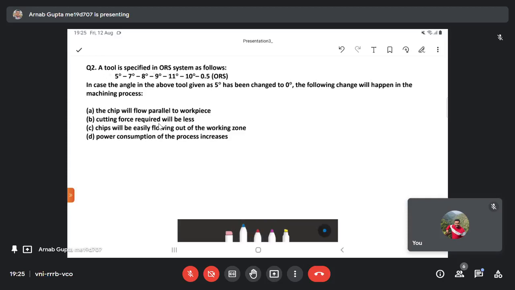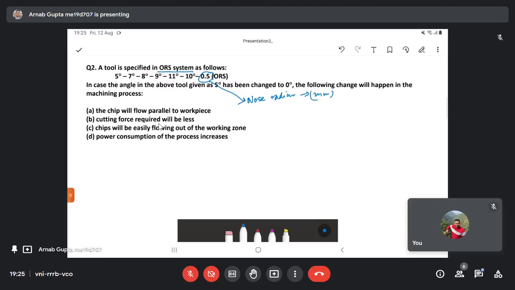A tool is specified in the orthogonal rake system as follows. So in the orthogonal rake system, what is this first of all? What is this 0.5? I hope that you are familiar with the tool signature in different systems like ASA, ORS, NRS, MRS. So what is this 0.5? It's the nose radius, right? It's in mm. Although this information won't be required in this particular problem, still I am trying to get you familiar with these small points.